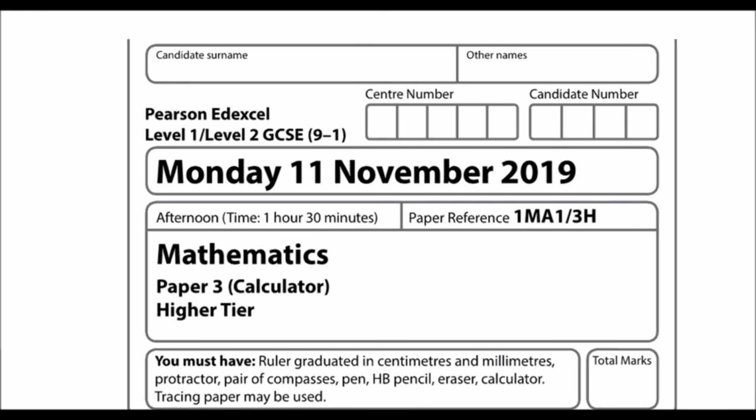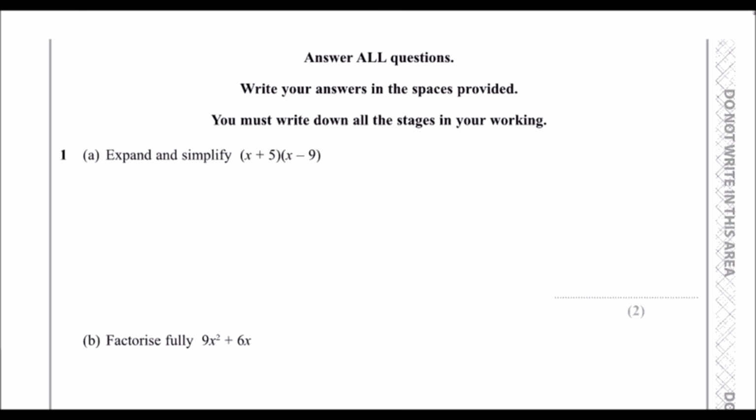This is the Edexcel higher tier, paper 3 calculator paper from November 2019. Question 1 says expand and simplify (x + 5)(x - 9).